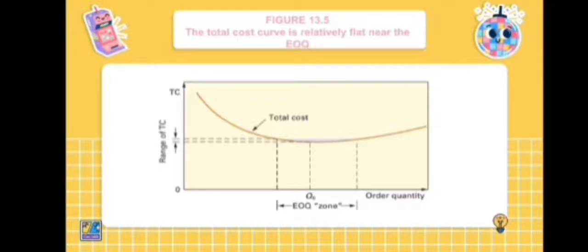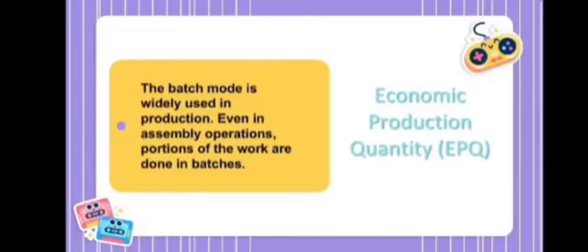Because the total cost curve is relatively flat around the EOQ, there can be some flexibility to modify the order quantity a bit from EOQ without incurring much of an increase in total cost. So we are done with the basic economic order quantity model, and now let's go to the second model, which is the economic production quantity model.